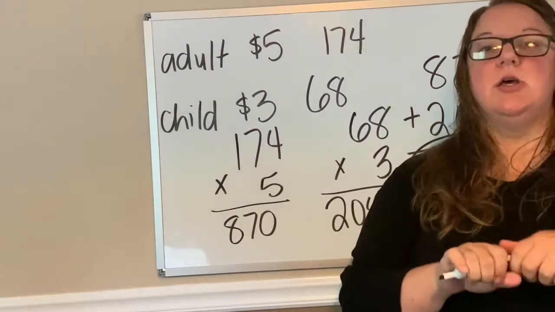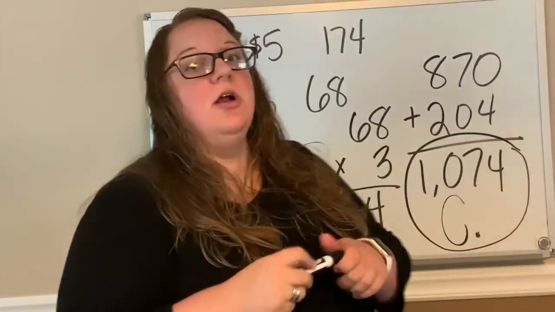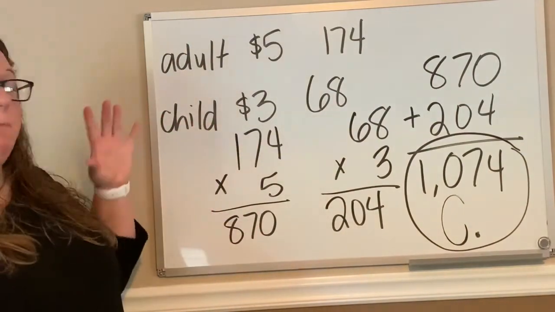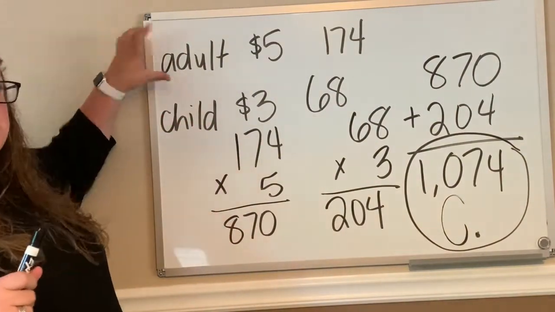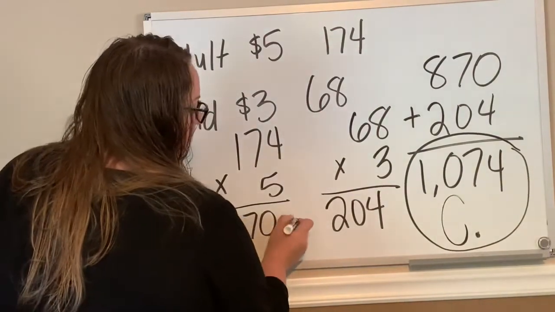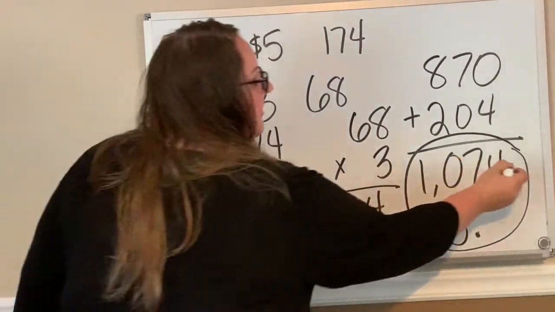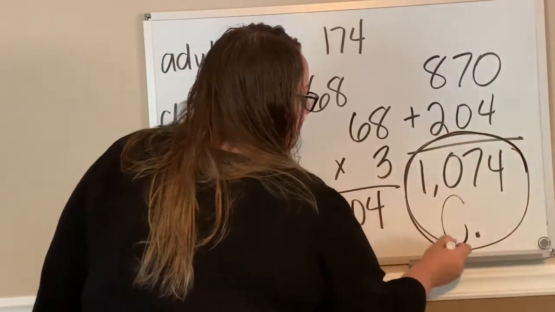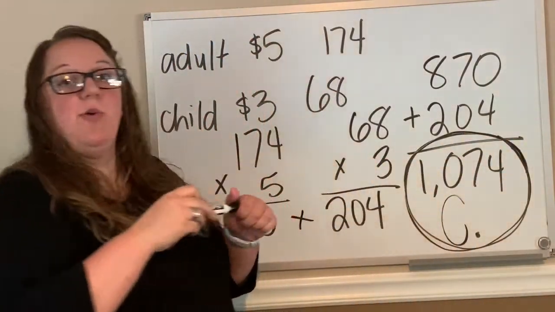Okay? So that's how you use the calculator. This is how you solve the problem. Multi-step. I had to figure out the adults first, then the child. Then I had to come down here and add these two together. And that gave me this total right here. This is how much money they've made so far.